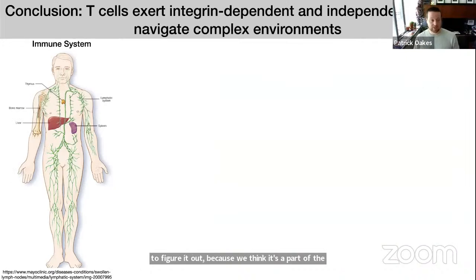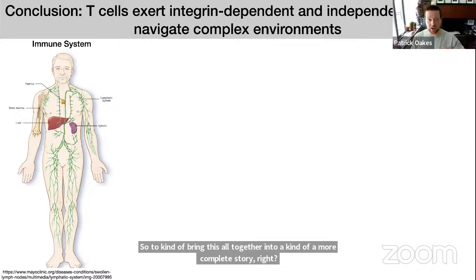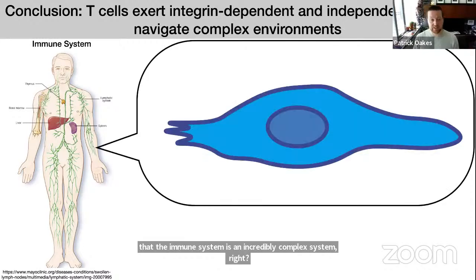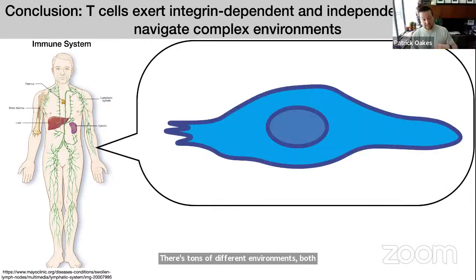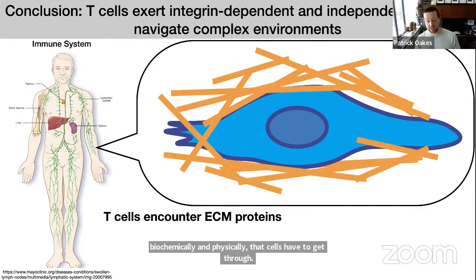Okay, so to bring this all together into a more complete story, what I really want to leave you with is the idea that the immune system is an incredibly complex system, right? There's tons of different environments, both biochemically and physically, that cells have to get through. And so once they exit out of that, they have to go through tissue. And when they get there, they're going to encounter these ECM proteins, right?